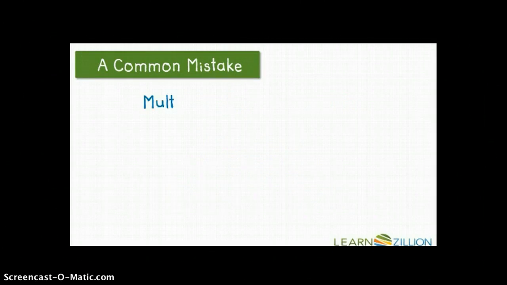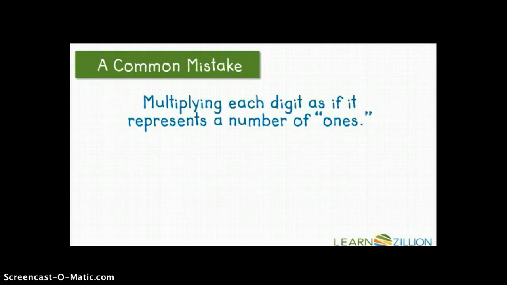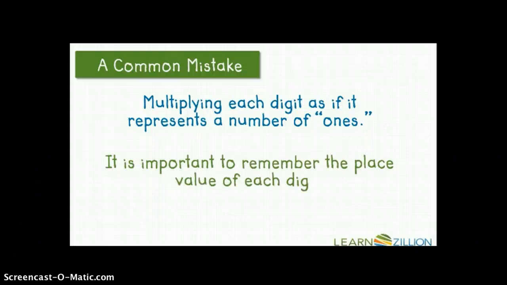A common mistake many students make is multiplying each digit as if it represents a number of ones. It's important to remember the place value of each digit. If we think about 36 times 5, we're not just multiplying 3 times 5 and 6 times 5. We're multiplying 30 times 5 and 6 times 5, because the 3 has a value of 30, not just 3.